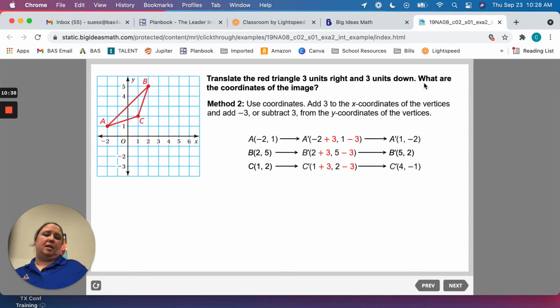Now the nice thing is if it's just asking what are the coordinates of the new image, you don't actually have to ever graph this if you don't want to. You can just tell me A is this, B is this, and C is this, and that's your answer. You don't have to graph it unless it specifically says graph your answer. You can choose which method to use. If you prefer to graph, that's fine. I will tell you, you will see this again in your life, so I would practice this. If you can understand how this works, you're ahead of the game when you get to high school.